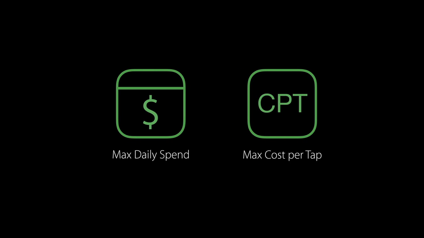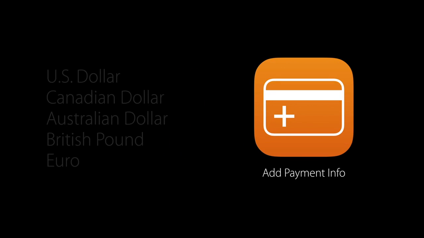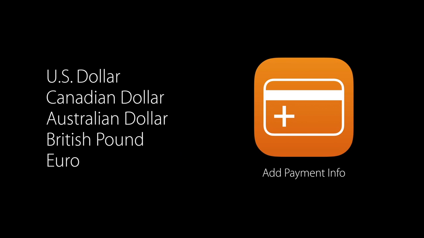Next, you'll define your budget. Your budget can include a daily spend cap. You'll also tell us the maximum amount that you're willing to pay for a tap on your ad. Eric will talk about how to best set your max cost per tap later on in the presentation. Finally, you add your payment information. We support all of the currencies that you see listed here and accept all major credit cards. And that's it. Your ad is now eligible to be up and running in App Store search results.